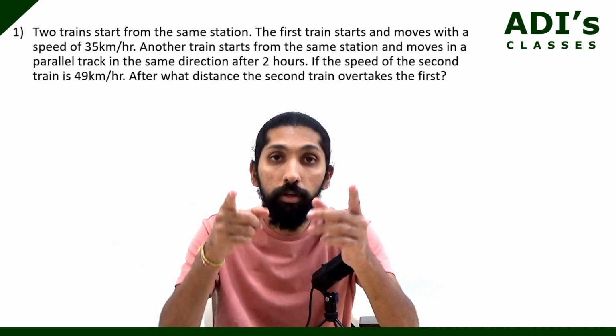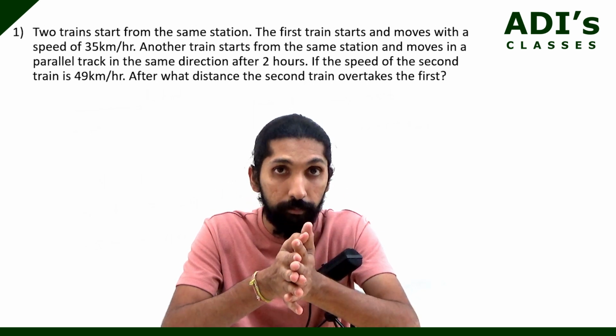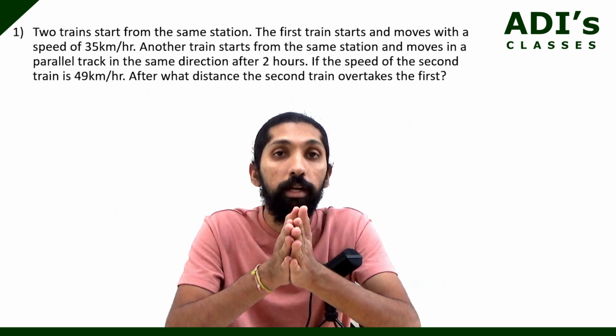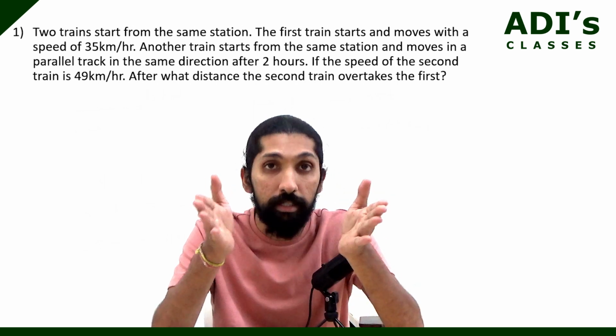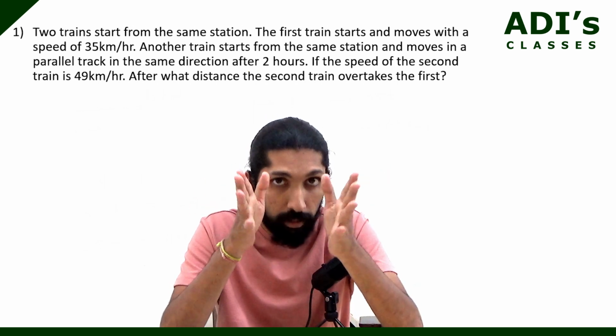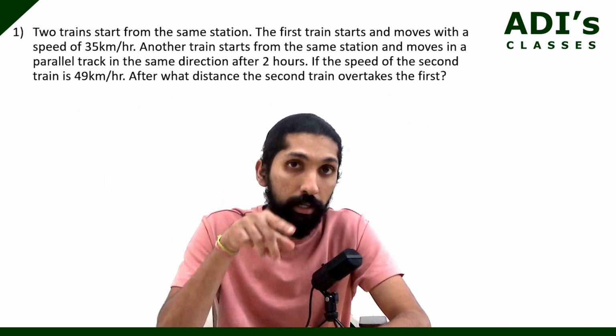Now we are doing type 5 type of train problems. Here, what we are looking at is two trains moving in the same direction. When two trains are moving in the same direction, remember they can ask you to find the distance or find the time, but the key point is they're moving in the same direction.